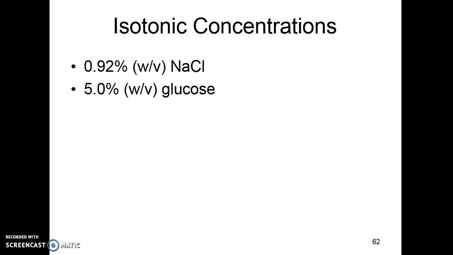Now, a cell does not contain 0.92% sodium chloride and 5% glucose. When we are looking at the isotonic concentrations, we're looking at what is the overall effect of all of the solutes on osmotic pressure. And so it's equivalent to 0.92% sodium chloride or 5% glucose.